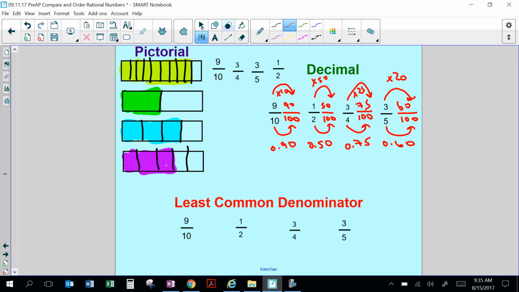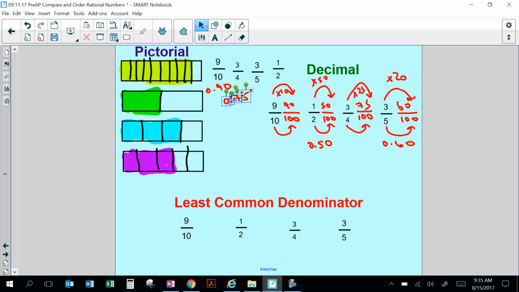So 90 hundredths is the greatest, then 75 hundredths, then 60 hundredths, and the smallest is 50 hundredths. Hey, so that's another way you could have done it. So 9/10 is the greatest, 3/4, 3/5, 1/2.